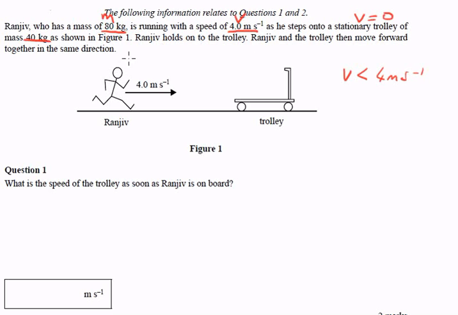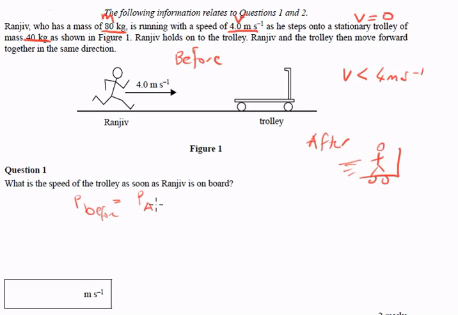This is a question that can be solved using momentum. So you think of this as a collision. So before the collision is Ranjev running, and after the collision he's on the trolley and both of them are moving. Okay, so this is before and after. So the way we use momentum is we say the total momentum before equals the total momentum afterwards. Okay, so the total momentum before, momentum is equal to mv.